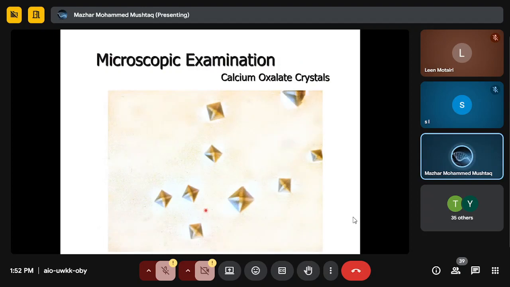So this is a calcium oxalate crystal. These are its appearances. There are two ways to remember them. Number one, if you look at it from the top, it looks like a pyramid shape. Number two, it looks like an envelope, where they put the letter and then the letter is sent. So it is just like a folded envelope, or the pyramid shape. This is the calcium oxalate crystal.